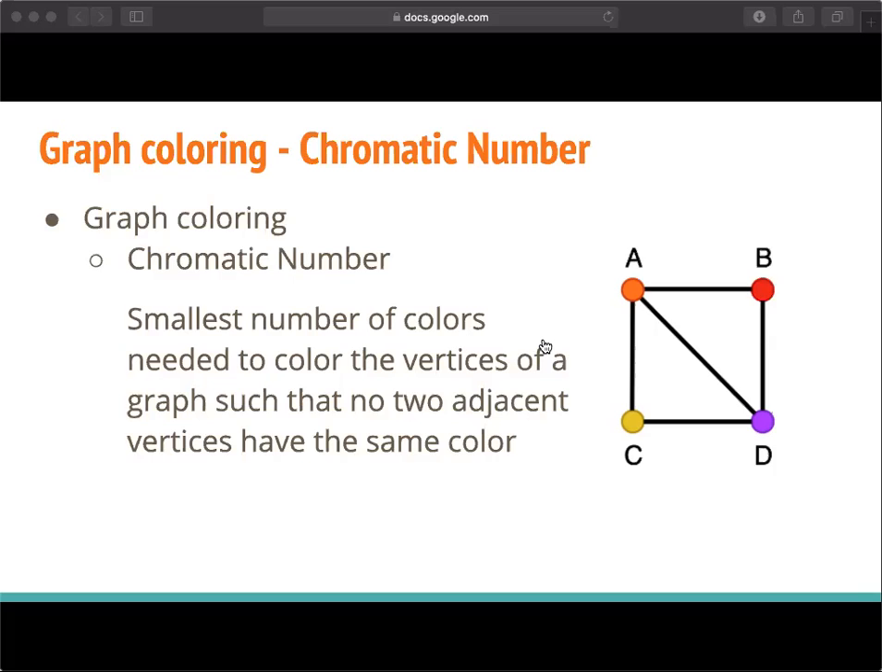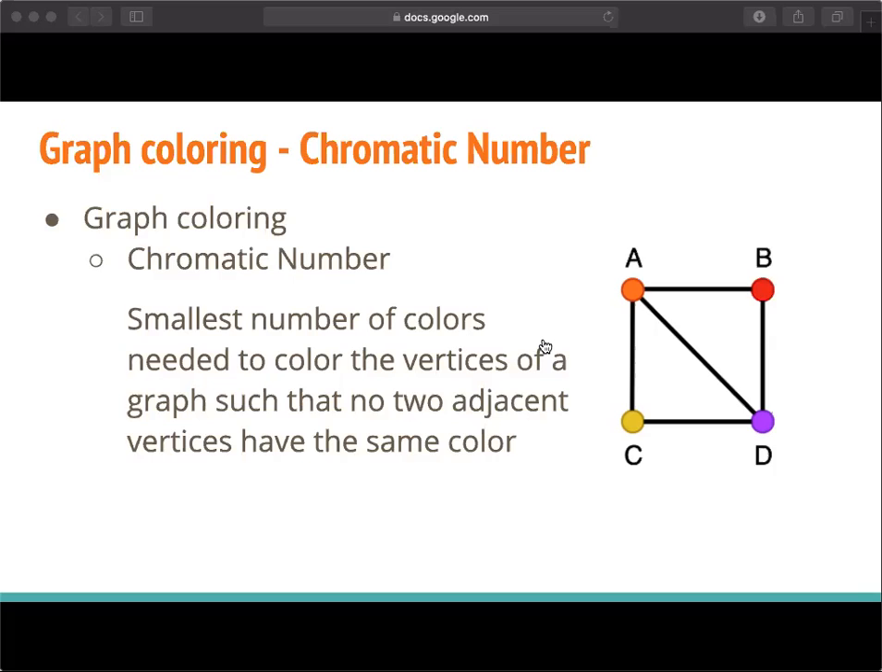So B is red, D is purple, C is yellow. So that's a valid graph. And if we go individually and look at every other node or vertex, the same rule applies. And in this case, the chromatic number of this graph is 4.